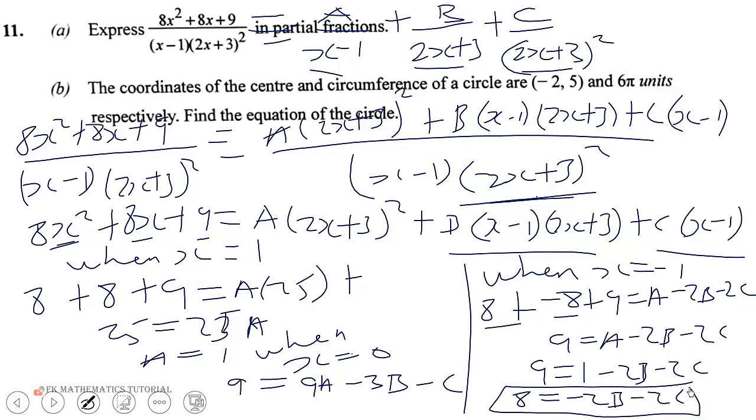Then again, let's put a into this equation here. So 9 is equal to 9 minus 3b minus c. So we get 0 is equal to minus 3b minus c. So c is equal to negative 3b. We have c equal negative 3b.